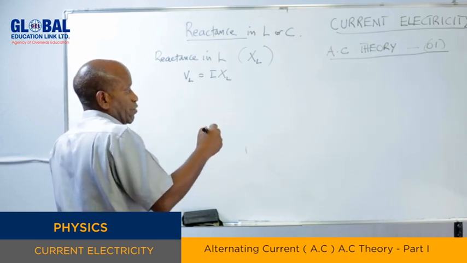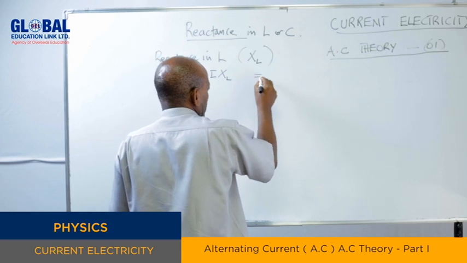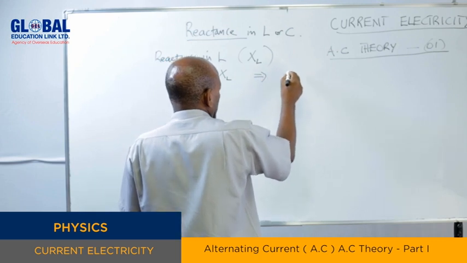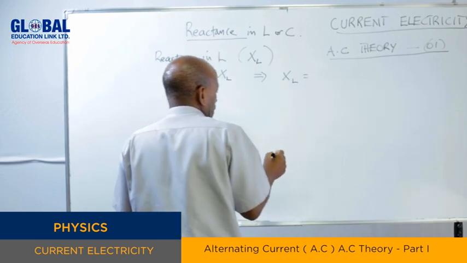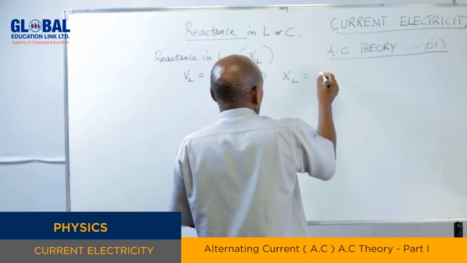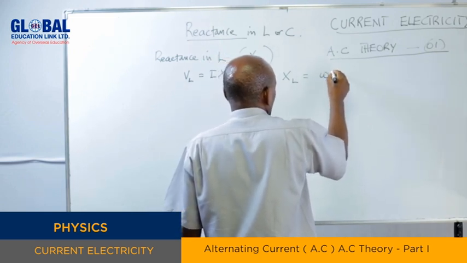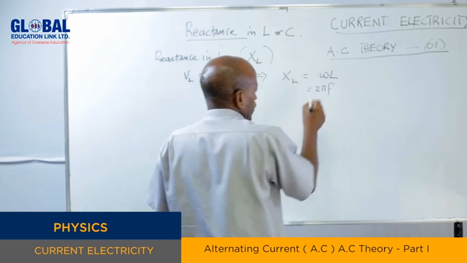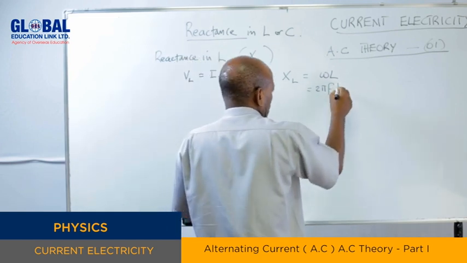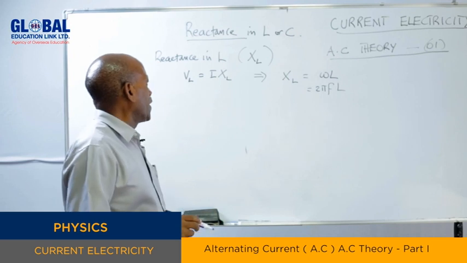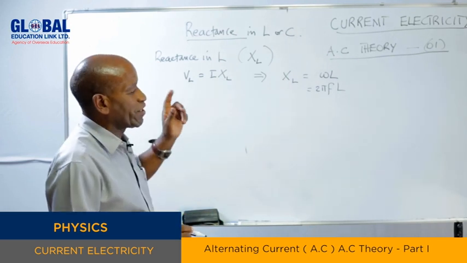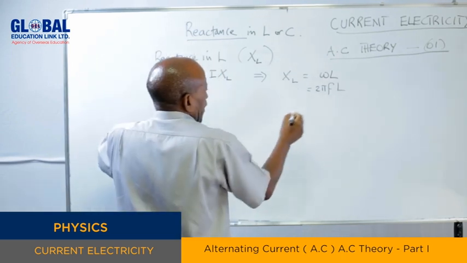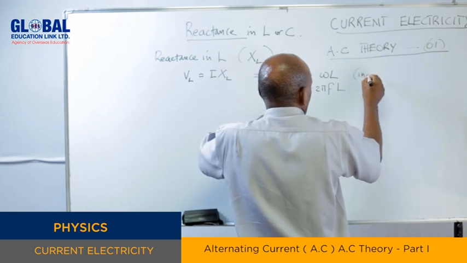And actually, from first principles, you need not even derive this. We'll find that the inductive reactance is equal to omega times L, or 2 pi f for omega, so it is 2 pi times the frequency times L. This is what we call an inductive reactance, the XL.